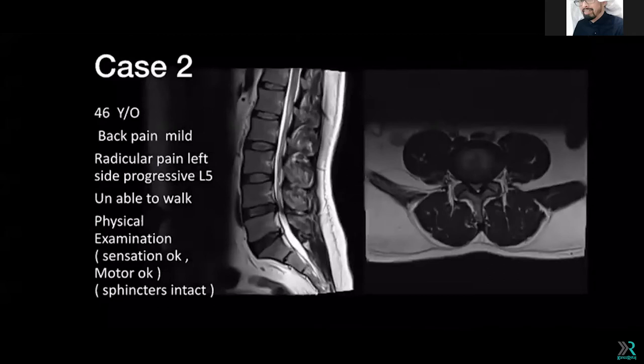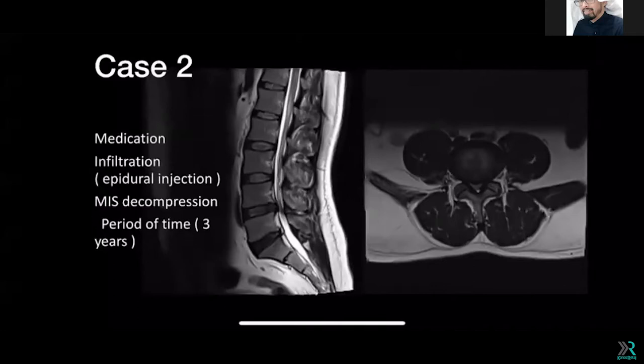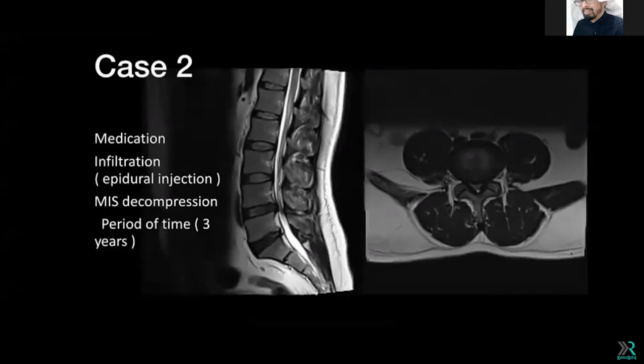We found that this patient has an L4-L5 disc protrusion or herniation, making central stenosis. We put the line of management for this patient: medication, infiltration, epidural injection. But unfortunately, the patient was not improving. So definitely, the spine surgeon offered him an MIS decompression to decompress this area.